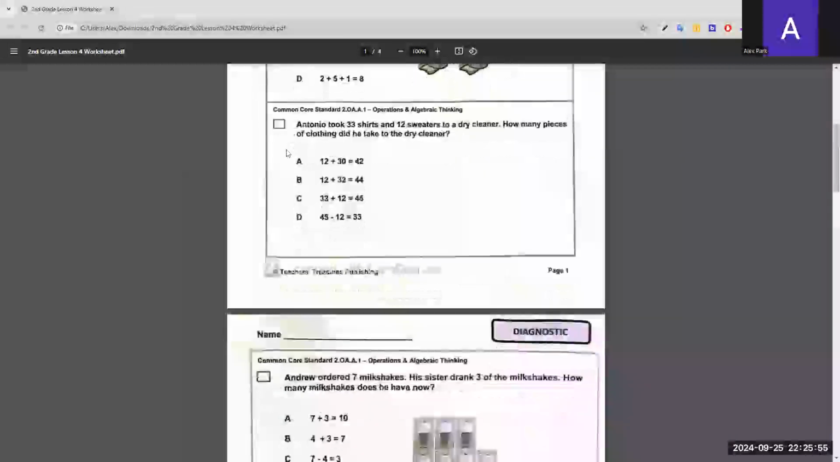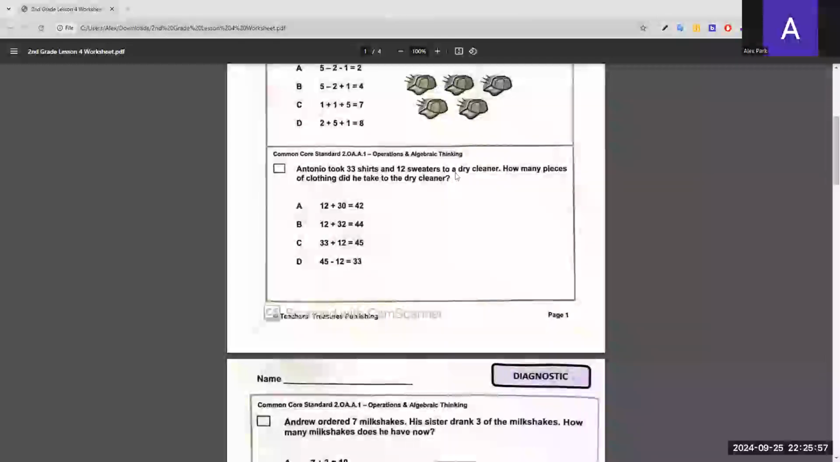Okay, number 3. Antonio took 33 shirts and 12 sweaters to a dry cleaner. How many pieces of clothes did he take to the dry cleaner? So I can see here that D is automatically wrong for 2 reasons. One, because they use subtraction here when we're not taking anything away in general. So we would have to do addition. And second, even if we were doing subtraction, where did the number 45 come from? The only 2 numbers we got were 33 and 12.